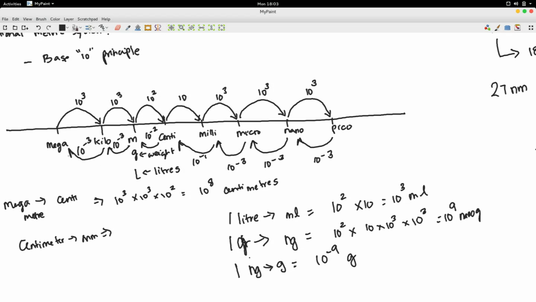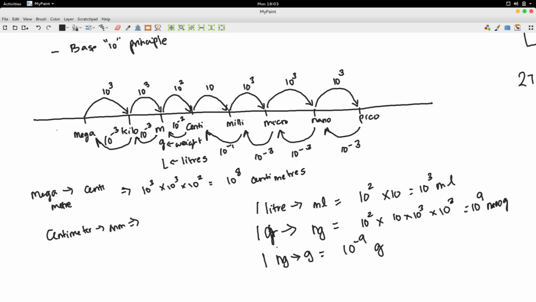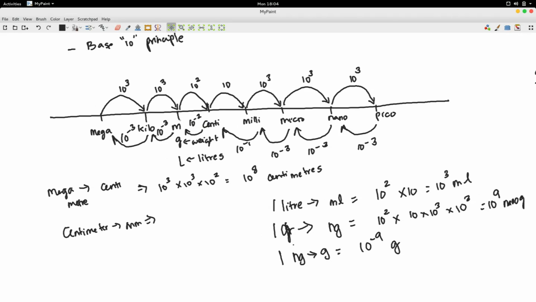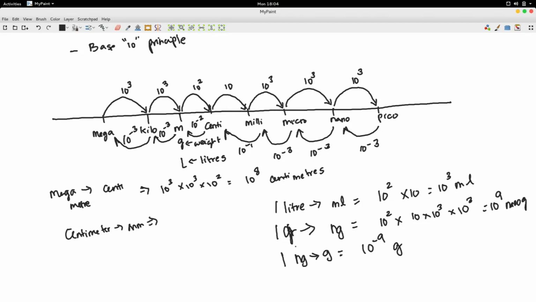As long as you understand this caterpillar sort of diagram over here that's based on the base 10 principle, converting using the metric system is very easy. I want you to keep in mind that this meter could be any unit. It could be gram, it could be liter. So we could call them centimeter or centigram, centiliters, millimeter, milligram, milliliters, micrometer, microgram, microliters, megameter, megagram, megaliters, and so forth.